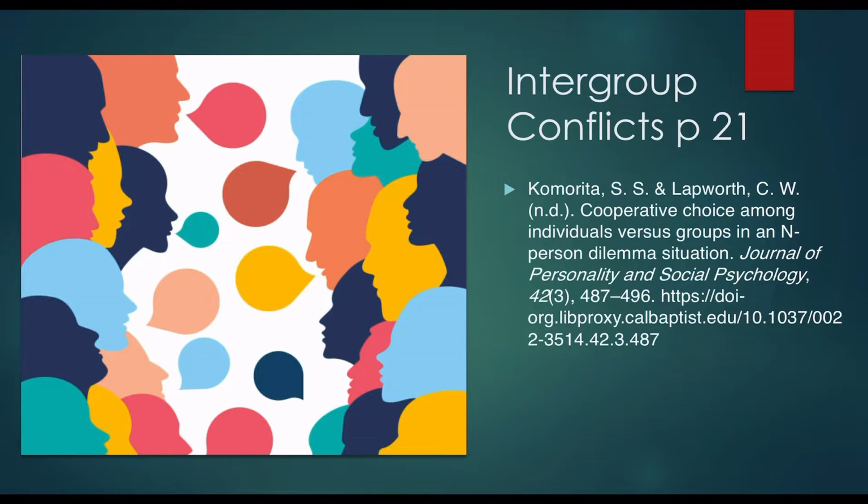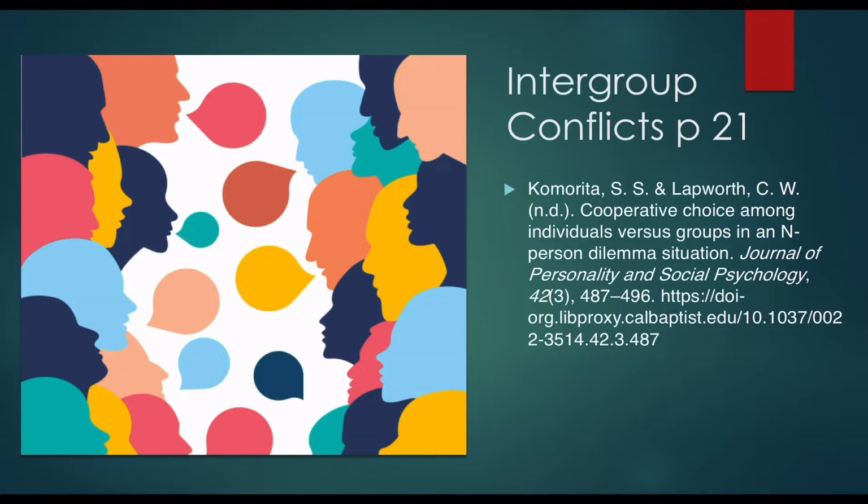The second topic that I found interesting was intergroup conflicts, and this can be found on page 21 in the text. The reason this is brought up is that group conflicts can be more difficult to resolve than individual conflicts. Part of the reason is that you're balancing self-interest and collective interest.